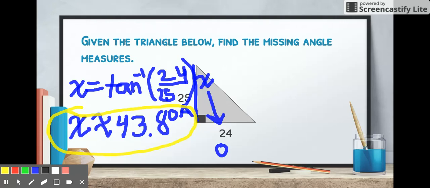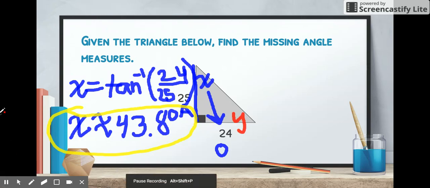Make sure that you're remembering that if you round, to put an approximate symbol, and if you're talking about angle measures, that you put your units, in this case, degrees. So I could use a trig ratio to solve for the other missing angle measure that I'm going to call y. And like I said earlier, if I did that, I would just do that y is equal to tan inverse of 25 over 24.